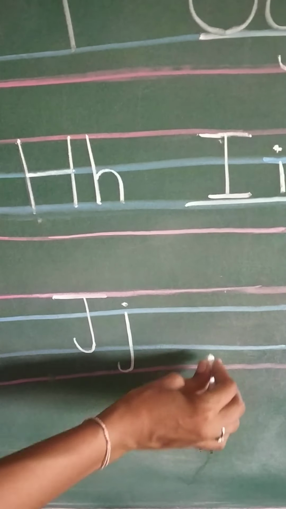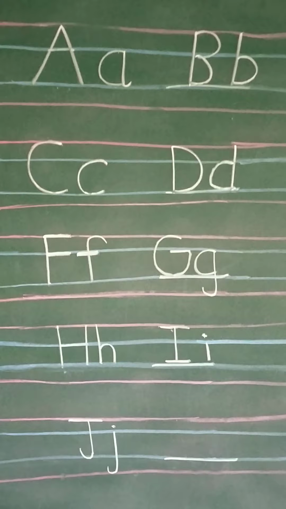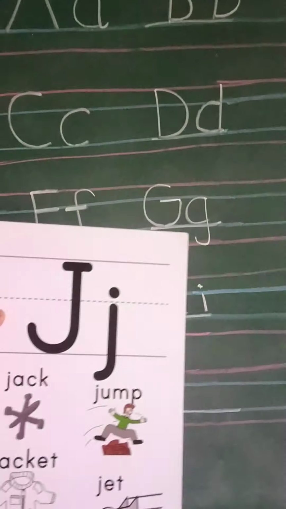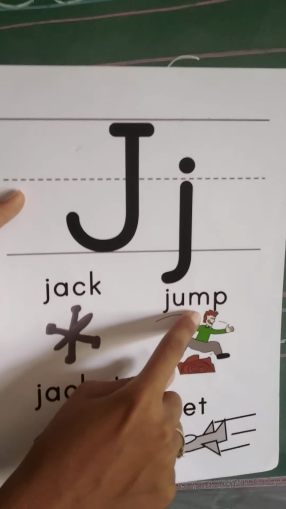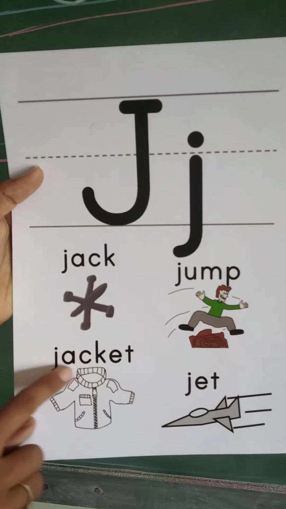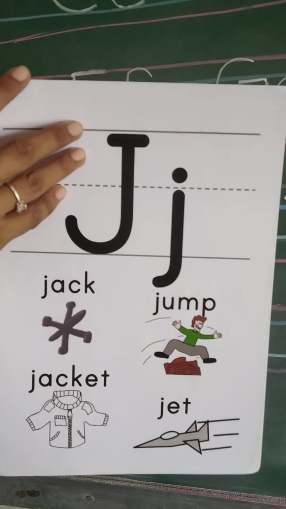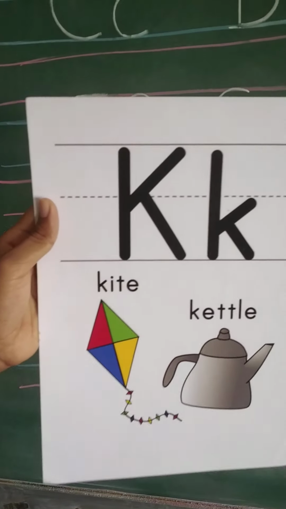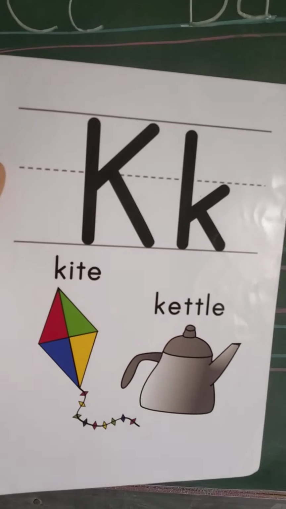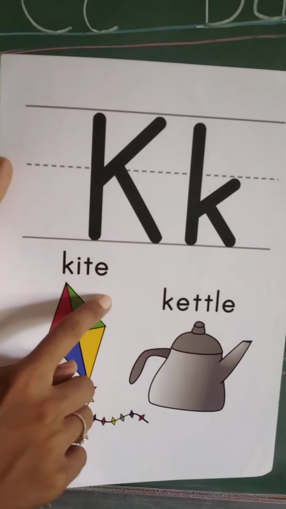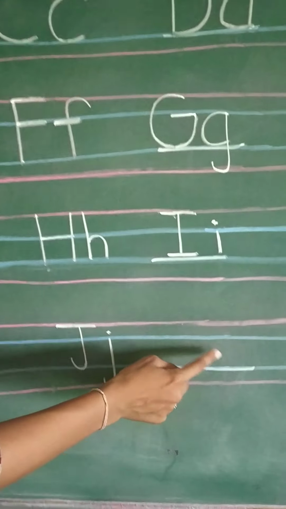This is small j. Now J after which letter? Which letter? J, jack. J, jump. J, jacket. J, jet. J after which letter? Letter K. What is the sound of K? Kite. Kettle. What will we write here, children?